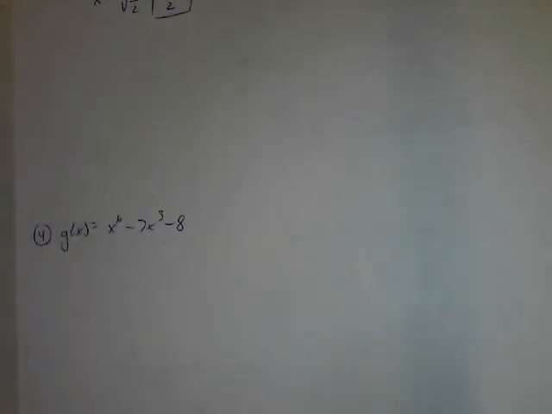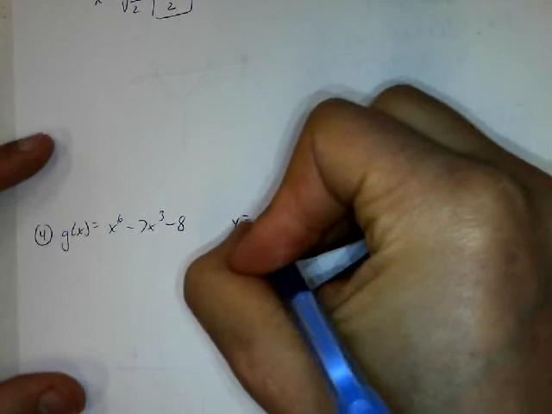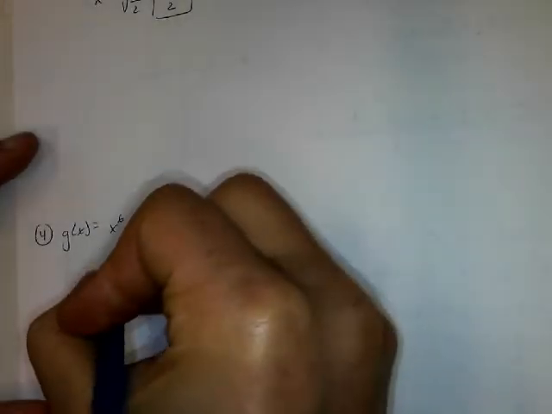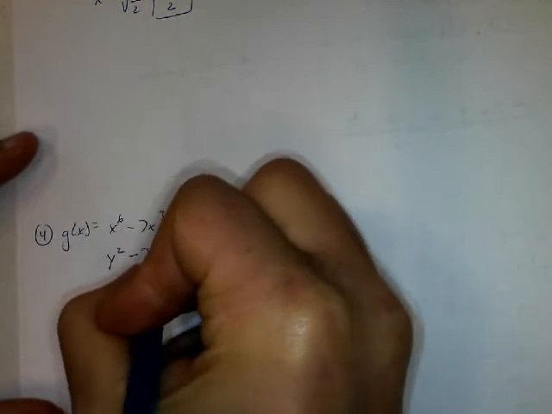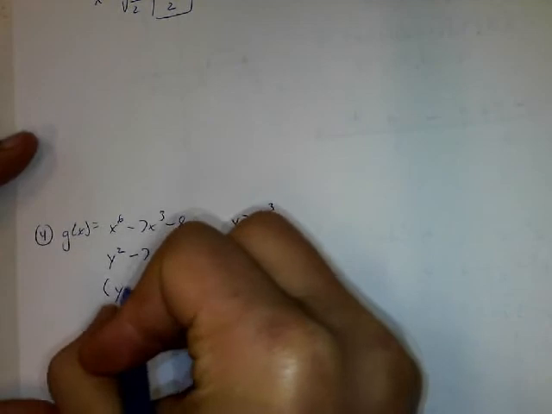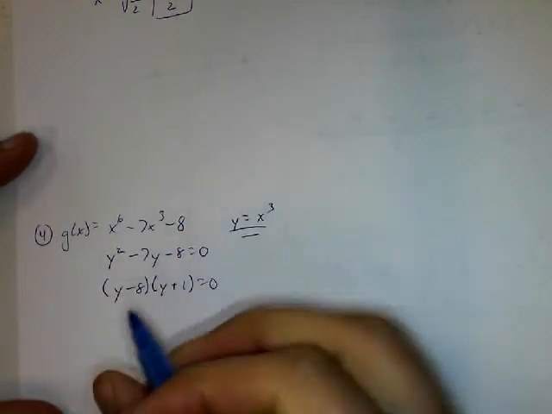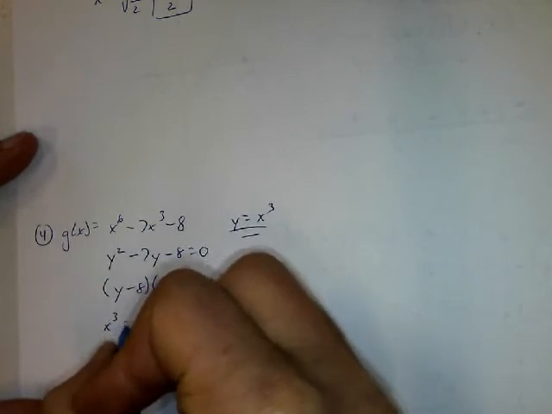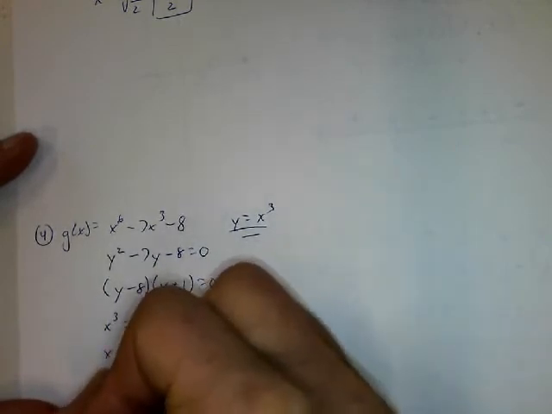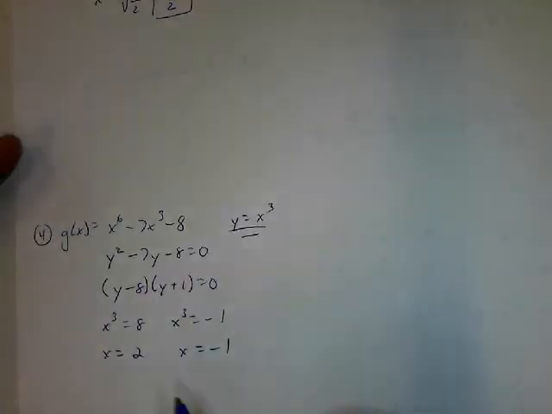On the last one, I have an x to the 6. Again, you could treat y is equal to x cubed in order to get a quadratic nature. If you do that, you have y squared minus 7y minus 8 equals 0. So when you factor that, you have y minus 8 times y plus 1. So when does x cubed equal 8? And when does x cubed equal negative 1? It's x equals 2 and x equals negative 1.